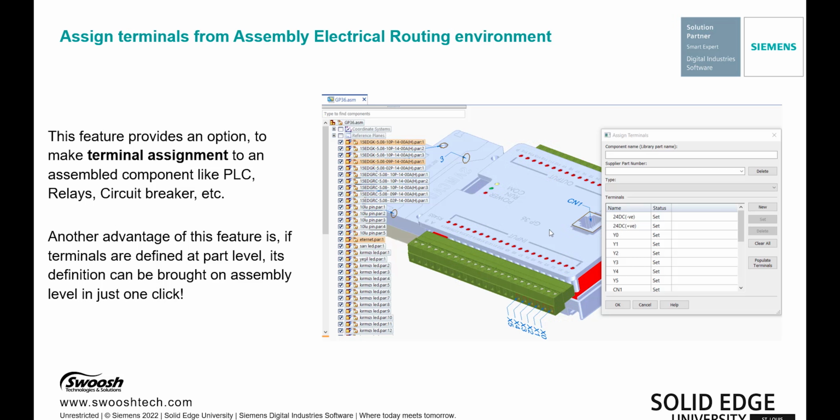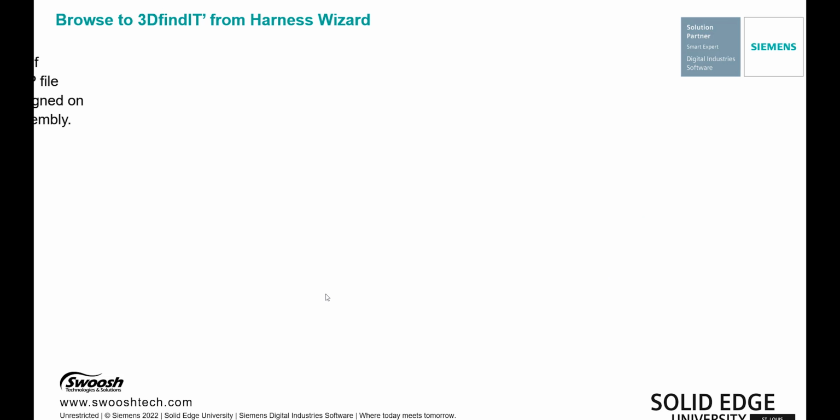Assign terminals from the assembly in the electrical routing environment. This feature provides an option to make terminal assignment to an assembled component like a PLC, relay circuits, breakers, things like that. Another advantage of this feature is that if your terminals are already defined at the part level, the definition can be brought into the assembly level with just one click. That's a very nice option, because before, you had to open up the part at the part level and define it in there. So it streamlines that process.